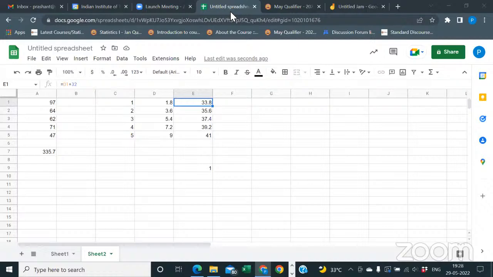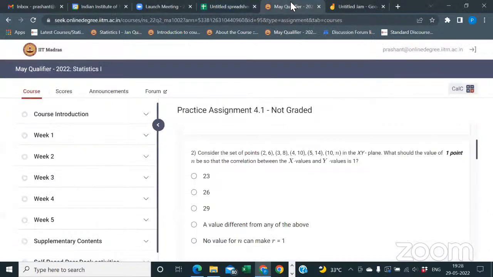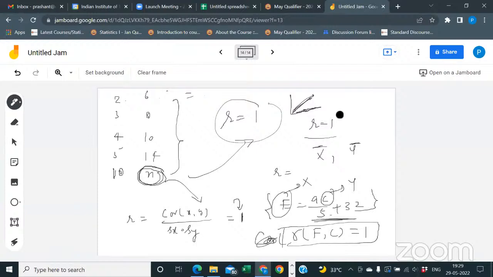Sir, am I audible? Yeah, you are audible. Can we try doing the problem which our friend has shown to us? The problem which we just discussed, with the value of n, the correlation will be 1. He wants to do the sum. I did not get your point. What are you trying to say? Solve this problem, sir. That's the thing we are discussing.